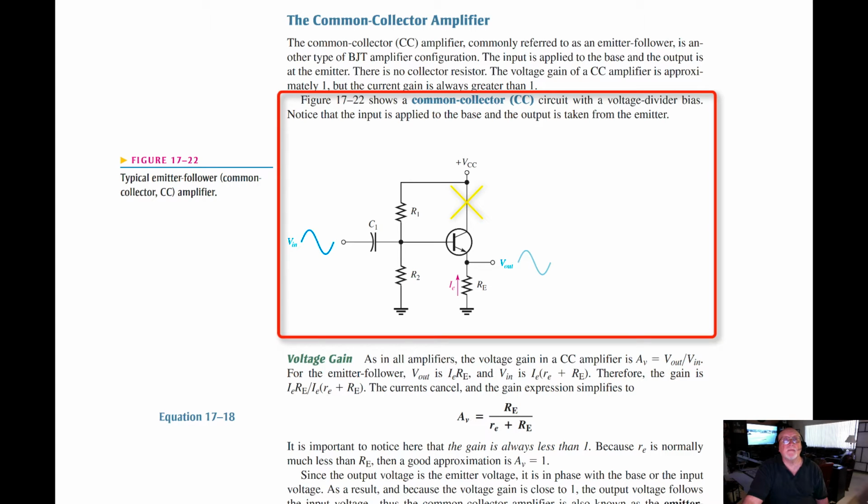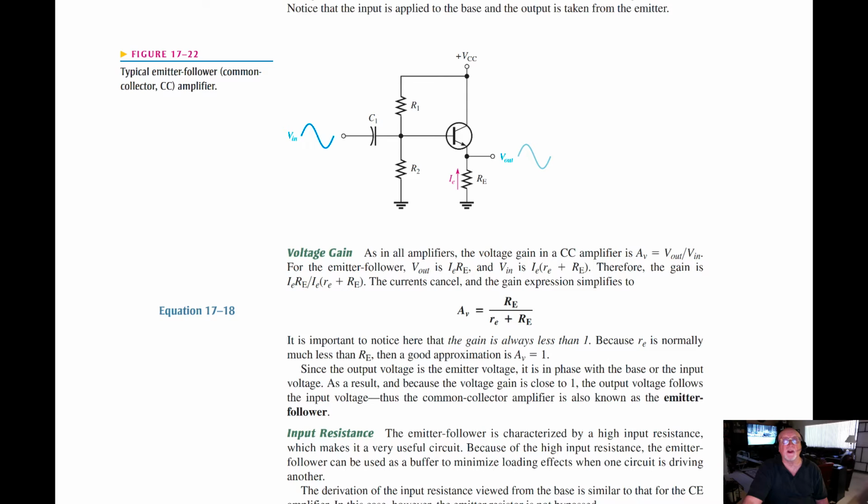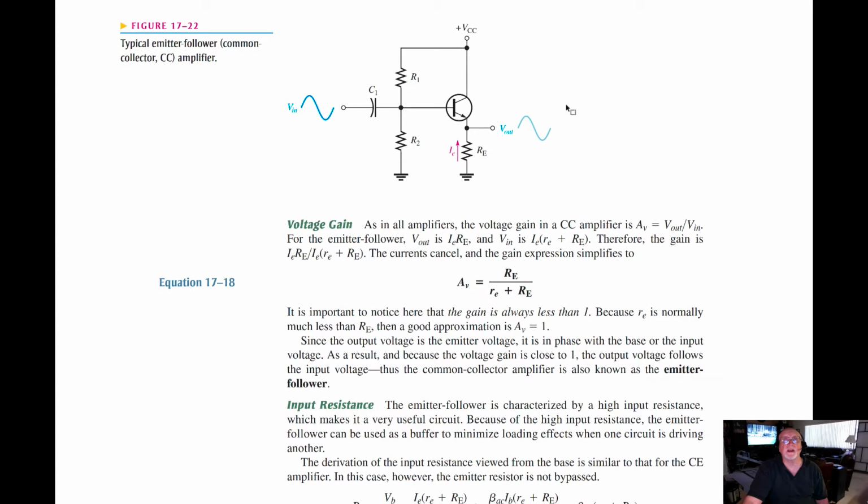Notice that the input is applied to the base and the output is taken from the emitter. So that hasn't changed. We're still dealing with the same type of output configuration. The only difference here, as they said, is that there's no collector resistor.